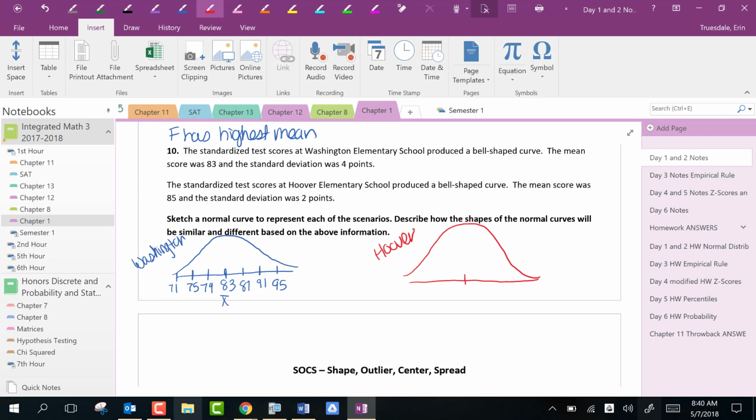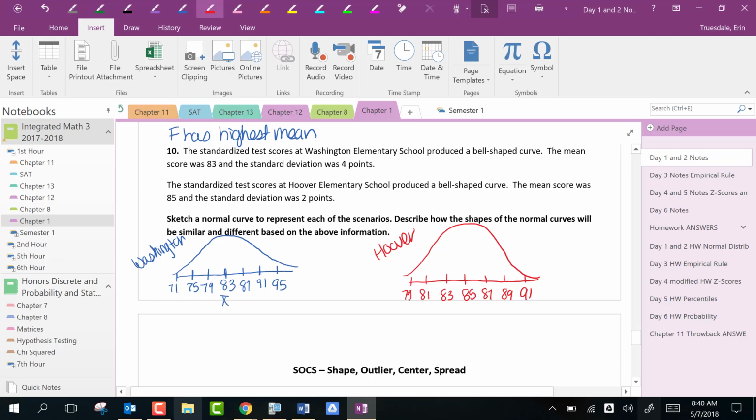Okay, so what should go in the middle of this Hoover Elementary School graph? 85. And then the next one higher should be 87. And then the next one higher should be 89. And then 91. And then lower, 83. And then 81. Then 79. Good.